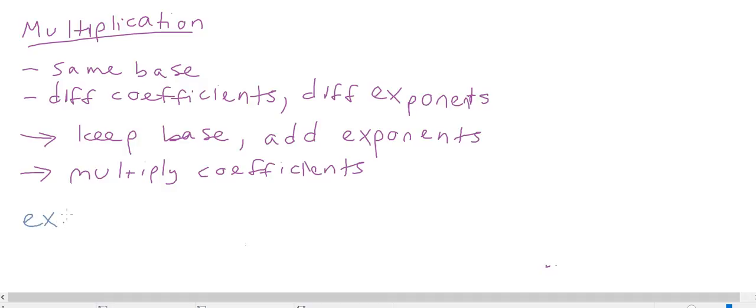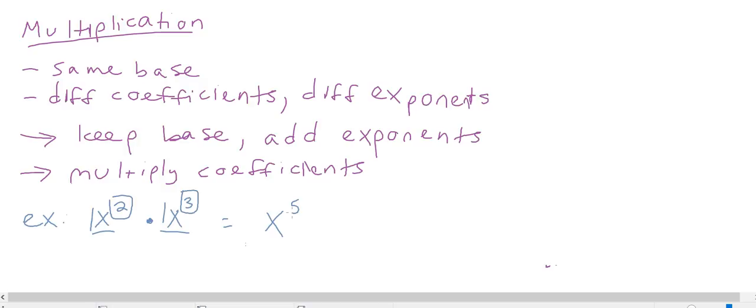Let's say we have x squared, and we're multiplying it by x cubed. Do they have the same base? They both have a base of x. Do they have different coefficients? No, they don't, but that's okay. They both have a coefficient of 1. Since it's a coefficient of 1, we can ignore it, so we will. Do they have different exponents? Yes, they do. They don't need to, but in this case, they do. So what do we do? We keep the base, and we add the exponents. 2 plus 3 is 5, so x squared times x cubed is x to the 5th.